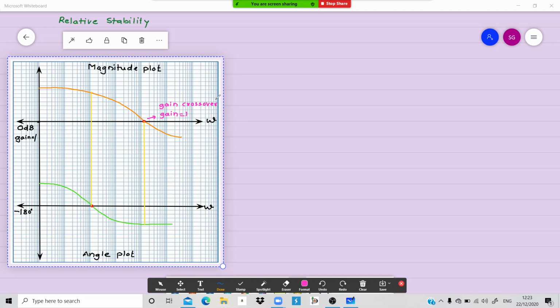Correct? Omega GC, right? On the same line, at this point, the phase is becoming minus 180. Phase becoming minus 180 means we say phase crossover frequency, and phase crossover means omega PC. Correct? Now see, at this frequency, you will find that the phase is more on the negative side. See, it is below this.